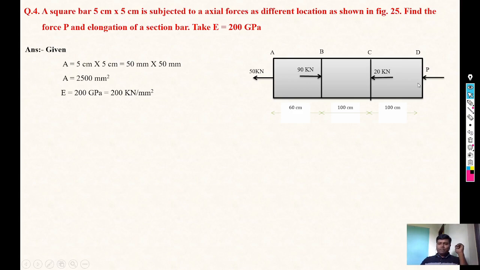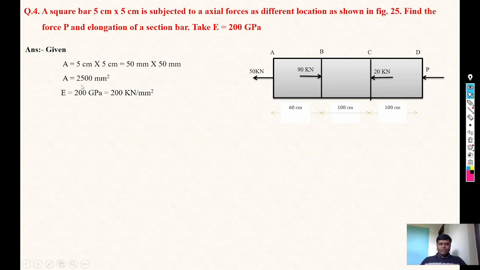So how can we calculate this? First write down the given data. Every time, just remember, while starting a numerical, first start with the given data. A is 5 centimeter by 5 centimeter, means the dimensions are given. Convert to mm because stress is in Newton per mm square, elongation we are calculating in mm, and E is given in kilonewton per mm square. That's why convert all the dimensions into mm and kilonewton. We know 1 centimeter equals 10 mm. So 50 mm by 50 mm.